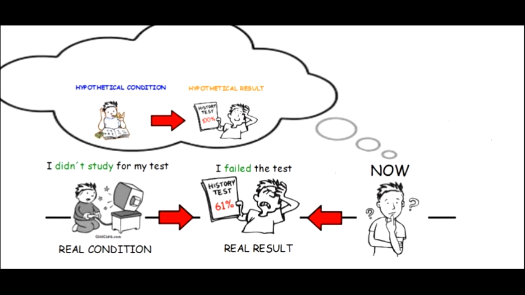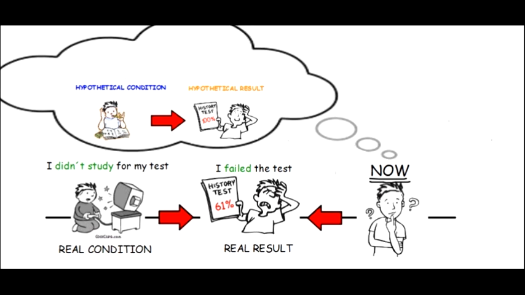So let's take a look again at the big picture. So again, here we are in the present tense, and he is thinking about the past. And he's thinking about the past in a hypothetical way, right? He's imagining the past differently. Now, the real past was the real condition and the real result. The real past is I didn't study for my test and I failed the test. That's the real past. Now he's imagining all of that in a different hypothetical way.